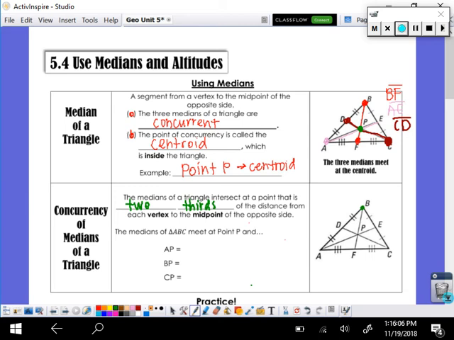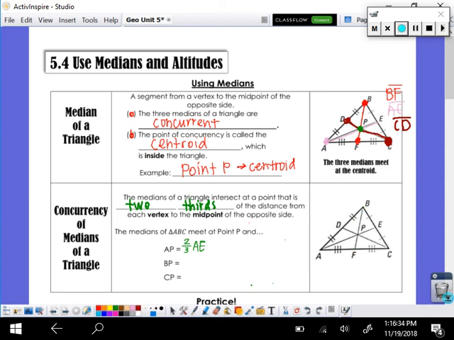So we think about the segment BF. The medians of the triangle intersect at a point. So this point right here is 2/3 of the whole. Okay, so looking at all these other pieces, we can write some equations. AP equals 2/3 AE.